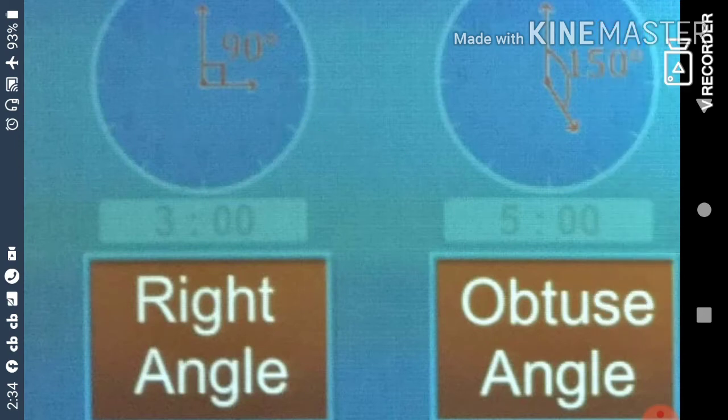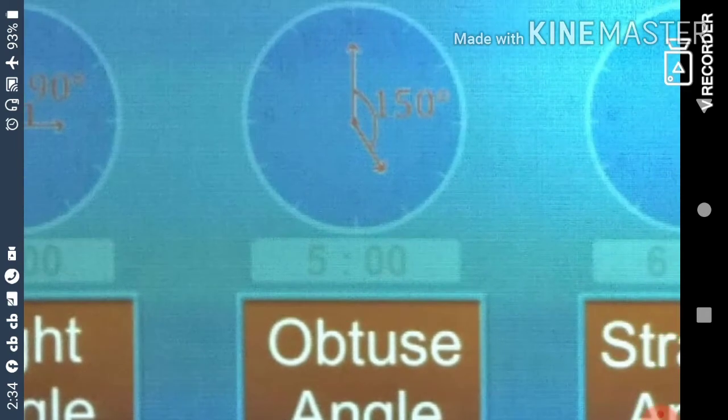Then we'll talk about obtuse angle. So obtuse angle is that angle which is more than acute angle. Now what is acute angle? Acute angles are those angles which are less than 90 degrees, more than 0 degree but less than 90 degrees. Those angles are called acute angle. Obtuse angles are those angles which are more than 90 degrees but less than 180 degrees.